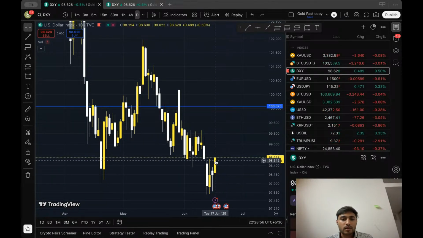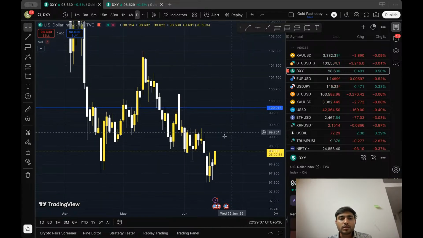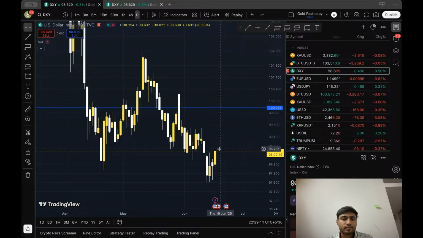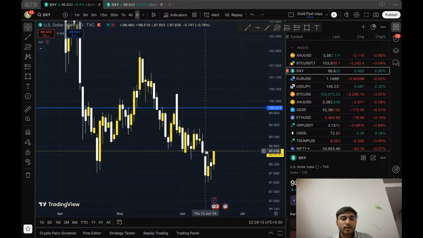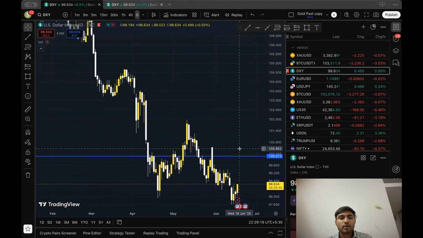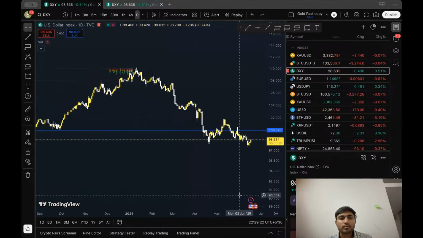You see, it has broken. If it closes below above this, this becomes an order block, and it does show that DXY could change. It could have a change of character at a small time frame, of course, because it's been in a downtrend for quite a long time.